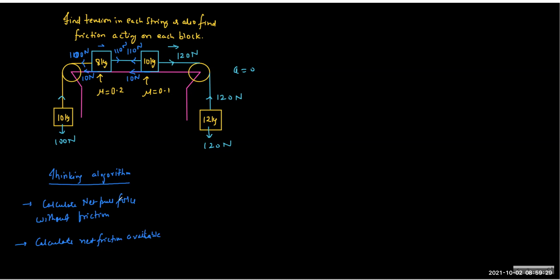So you calculate the net pull force, and if the summation of Fs max exceeds the net pull force, then a will be zero for all. But if it is not so, it will move, and then once it moves, you know how to solve. So that is not what I'm going to discuss. What I'm going to discuss is only the cases in which acceleration is zero.